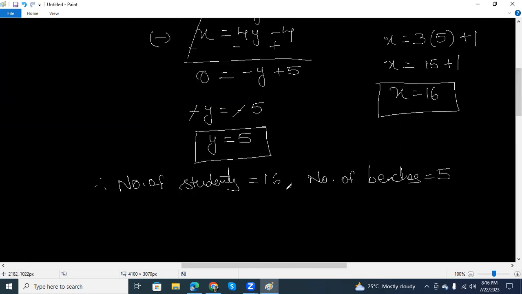If we want, we can even check. Suppose 3 students sit, how many benches will be required? 3 fives are 15. One student will be left like that. Suppose 4 students sit. 4 fours are 16. But we have 5 benches, so one bench will be left. So hence it is matching with our given conditions. Thank you.